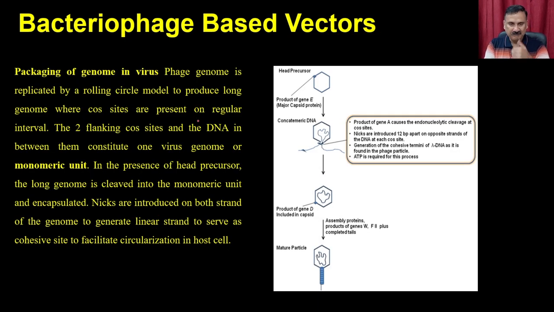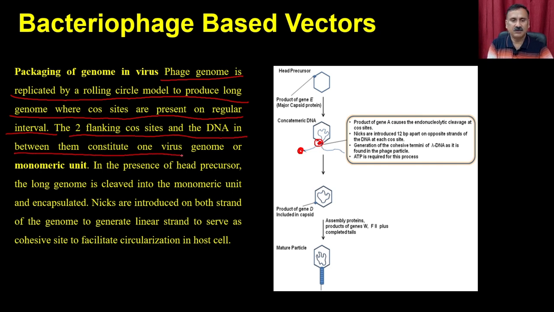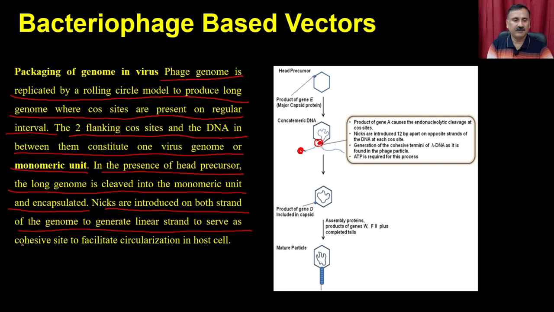So how is it going to pack the genome? The phage genome is replicated by a rolling circle model to produce a long genome, whereas cos sites are present at regular intervals. When it produces the phage genome, it starts producing the cos sites. You can imagine that you have one cos site and another cos site, and once two cos sites are out, they come together and get circularized. The two flanking cos sites and the DNA between them constitute the viral genome, or the monomeric unit. In the presence of head precursor, the long genome is cleaved into the monomeric unit and encapsulated. Nicks are introduced on both strands of the genome to generate the linear strand to serve as a cohesive site to facilitate the circularization in the host.